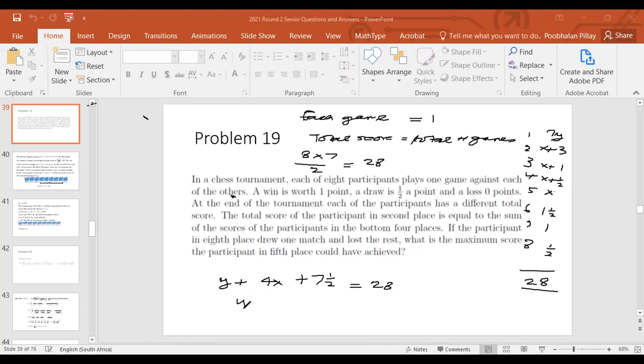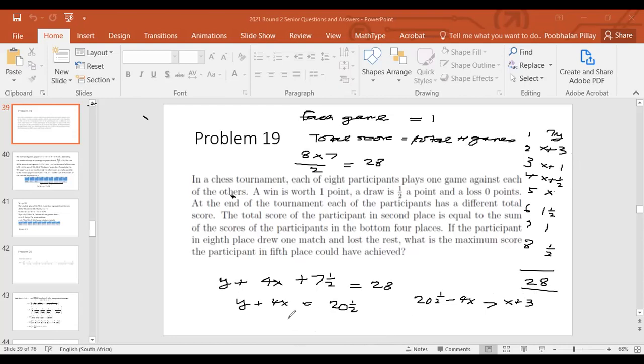4x plus, if you put this 4x, bring this to the other side, 28 minus 7.5 gives you 20.5. And you have that y is greater than x plus 3. The y is equal to 20.5 minus 4x. Right? 20.5 minus 4x is greater than x plus 3. You have to have that.